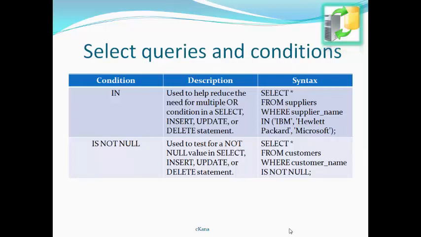The next condition is the IS NOT NULL condition. This is used to test for a not null value in the select, insert, update, or delete statement. For example, select asterisk from customers where customer name is not null. So this will return all the rows from the customers table where the customer name does not contain a null value.